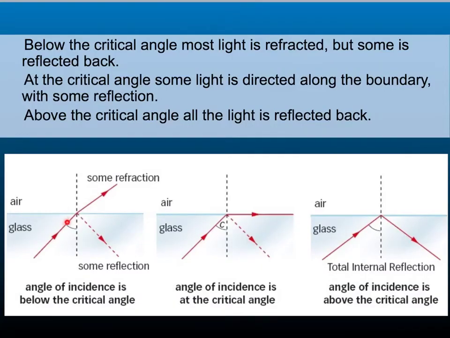If the light is below an angle called the critical angle, most of the light is refracted and can leave the material. However, there is some reflection. At the critical angle, some of the light is directed along the boundary of the two materials, with some of the light being reflected back in. However, if the light is travelling at greater than the critical angle, all of the light is reflected back into the material.